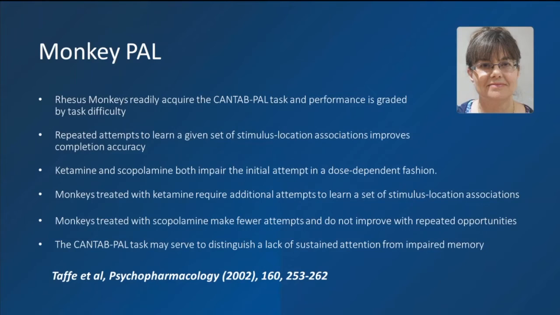Ketamine and scopolamine both disrupt performance. Ketamine-treated monkeys require additional attempts to learn the task, but scopolamine-treated monkeys do not learn the task after being shown it repeatedly, just as we see in Alzheimer's patients. It therefore appears that PAL can distinguish between a lack of sustained attention and impaired learning memory.